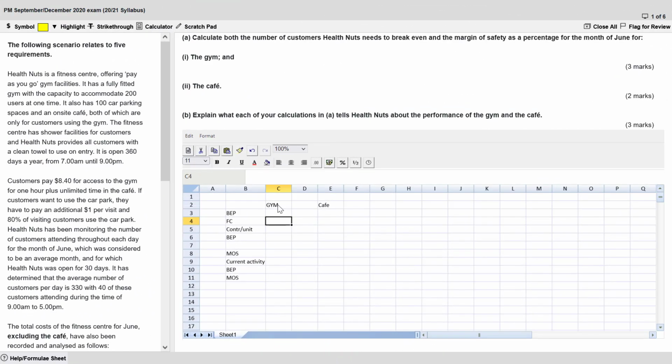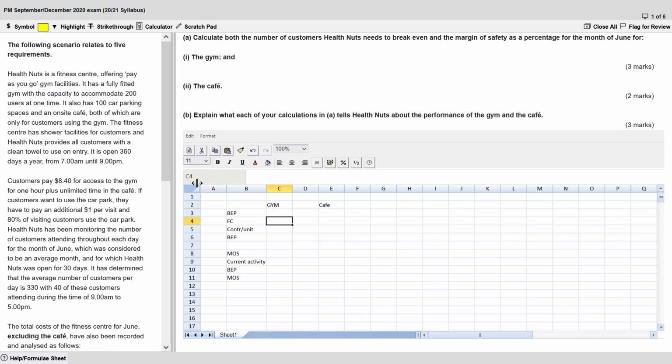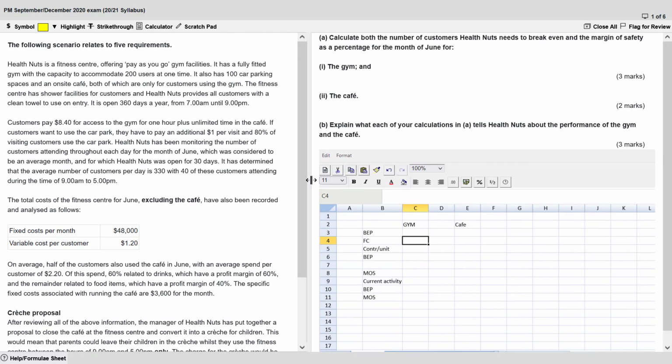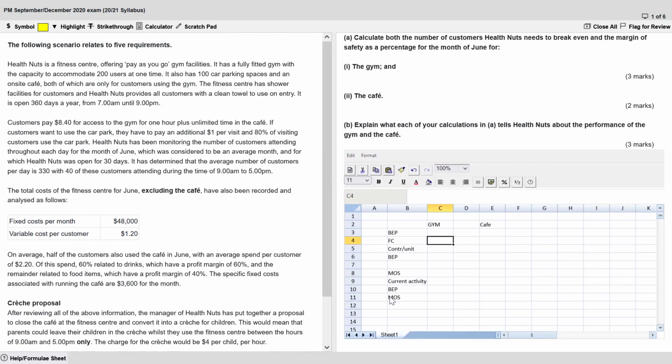Okay, guys, I've gotten you started. Now, I want you to enlarge this window. You can put it 50-50 now. Pause the video. See if you can find those figures in the scenario. Try this on your own. Then continue watching and we'll check our work together.